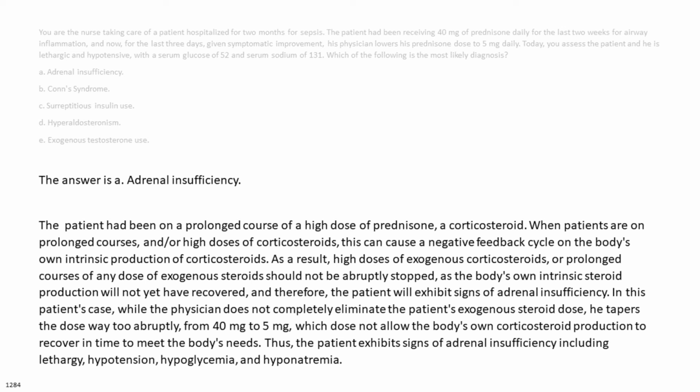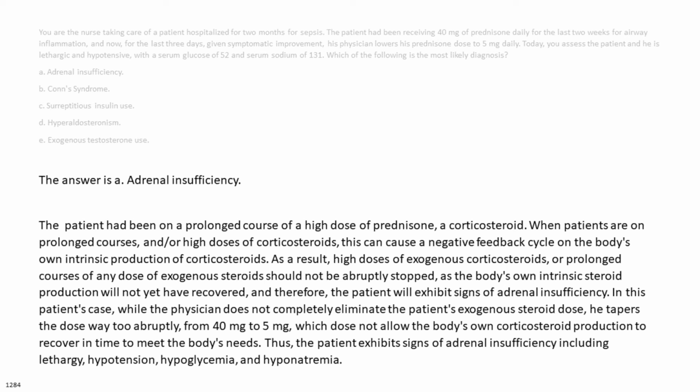As a result, high doses of exogenous corticosteroids, or prolonged courses of any dose of exogenous steroids, should not be abruptly stopped, as the body's own intrinsic steroid production will not yet have recovered, and therefore the patient will exhibit signs of adrenal insufficiency. In this patient's case, while the physician does not completely eliminate the exogenous steroid dose, he tapers the dose way too abruptly, from 40 mg to 5 mg, which does not allow the body's own corticosteroid production to recover in time to meet the body's needs.